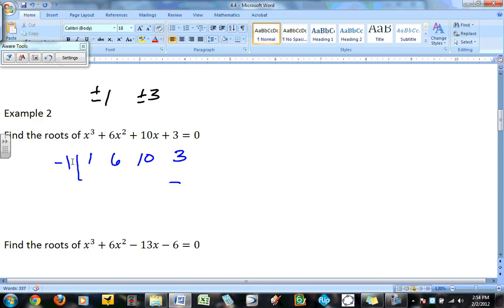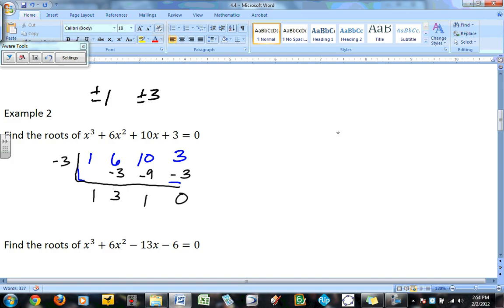So hopefully 3 works. 3 or -3. Let's try -3. So drop my 1 down, 1. This will be -3. This will be, let's see, 3. And this will be, let's see, -9. This will be 1. This will be -3. Hey, we found one. All right. So we know that that's going to be a root.